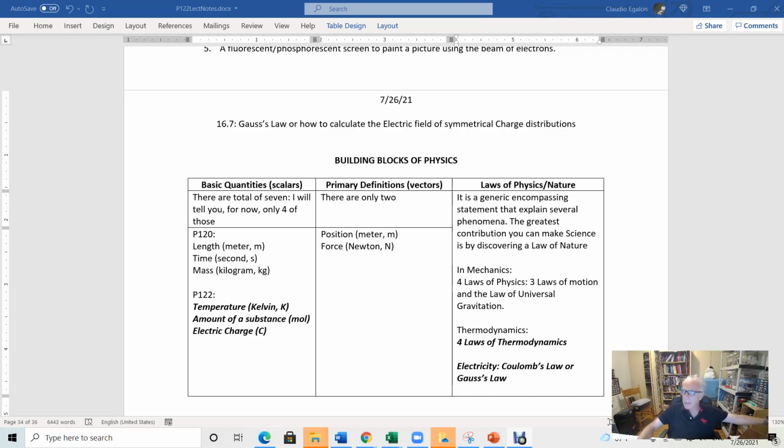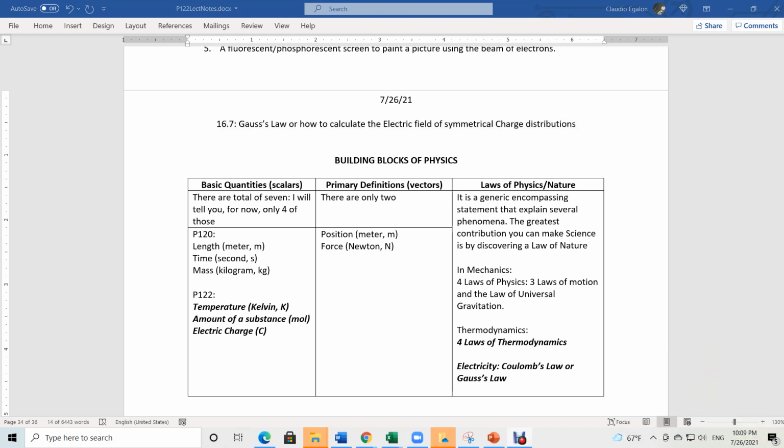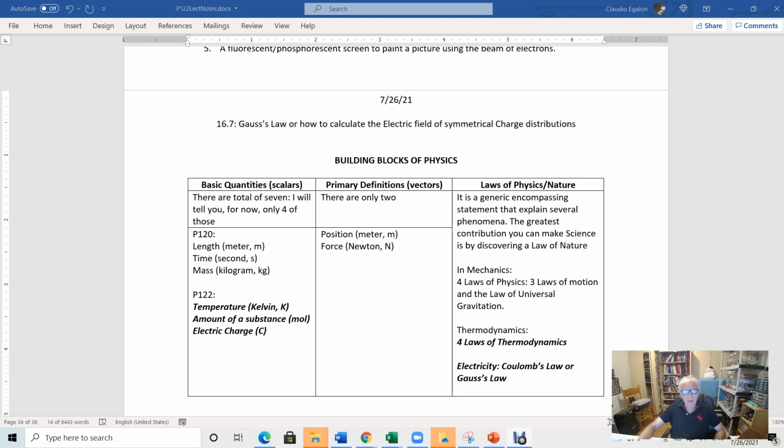Hello folks, we are back here and now we are going to talk about Gauss's law, or how to calculate the electric field of symmetrical charge distributions. Think of Gauss's law as an easy way of calculating the electric field, not just of point charges, but of a continuous distribution of charges in a rather easy way. Okay, Gauss's law is not a new law of physics. Gauss's law is just a different format of Coulomb's law.